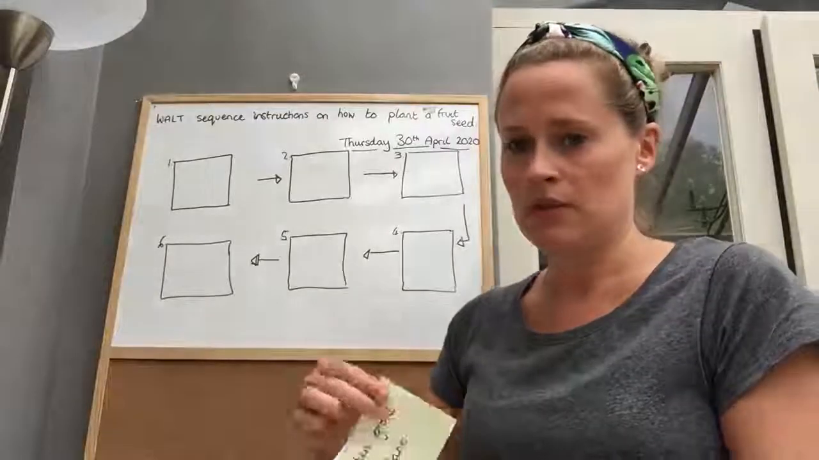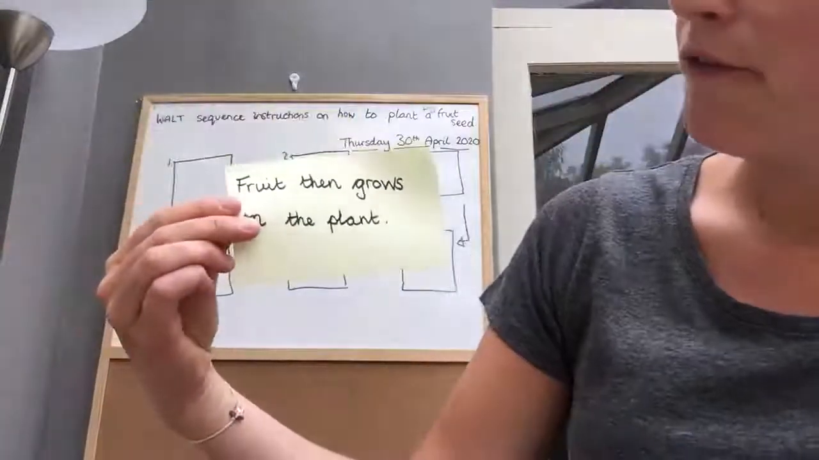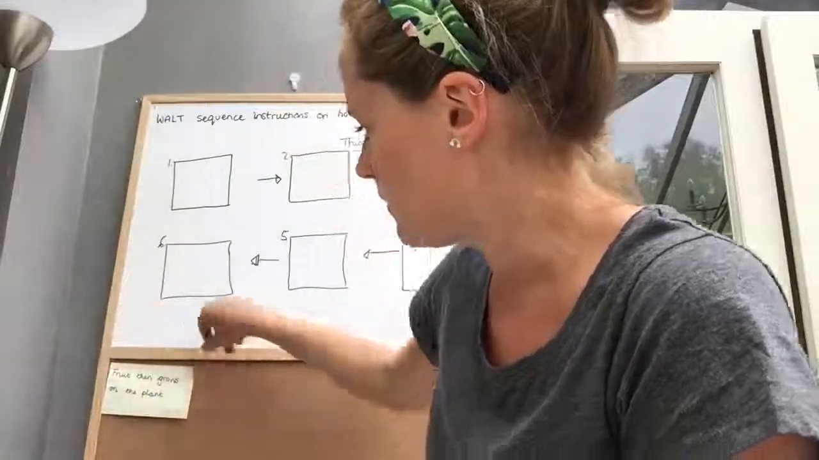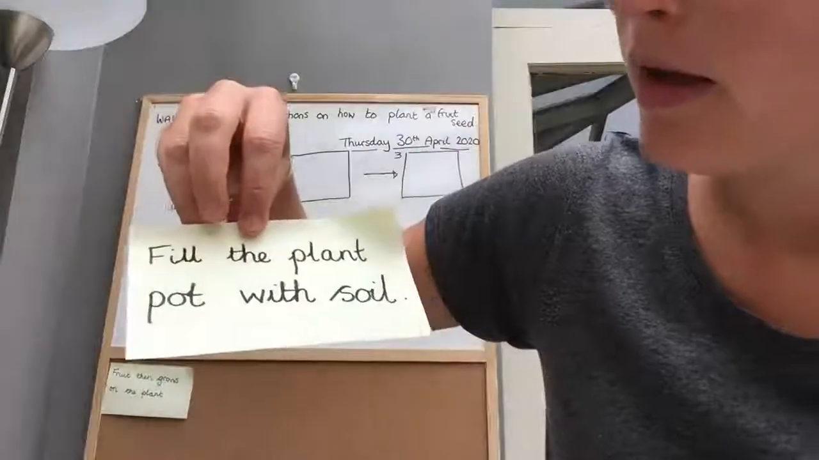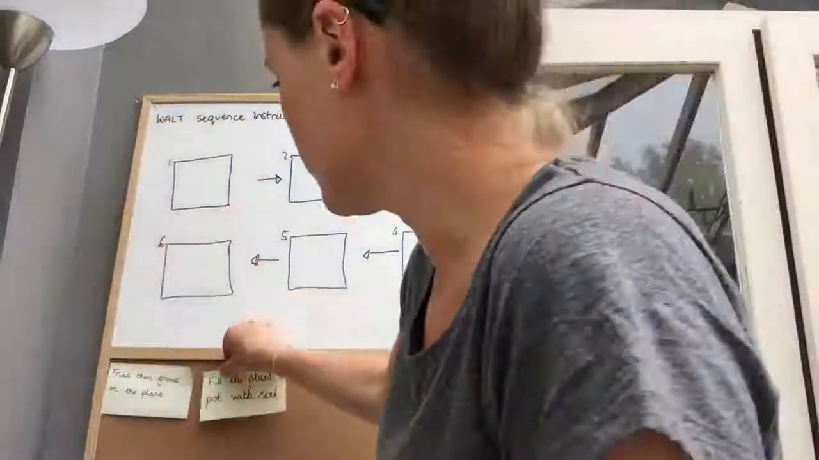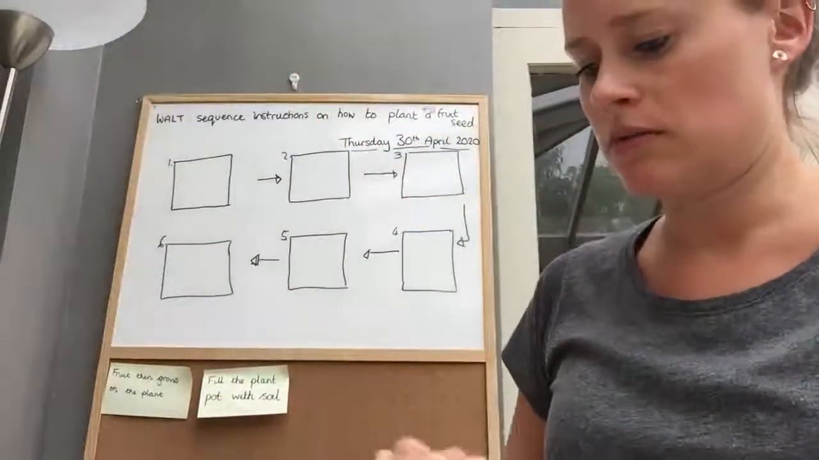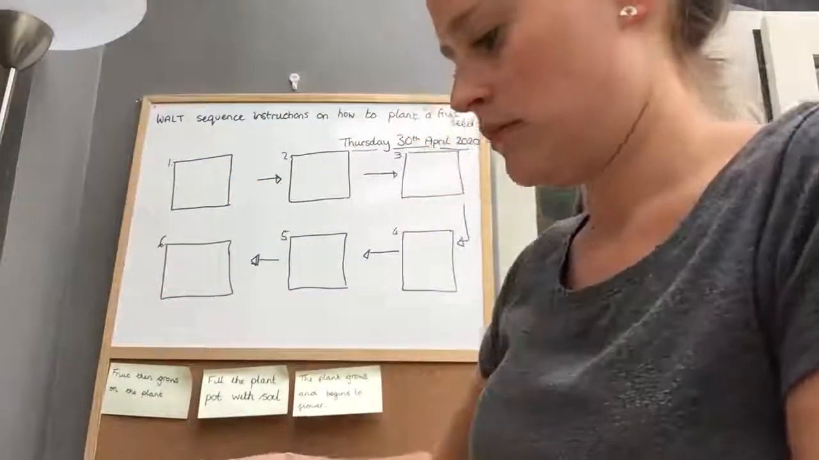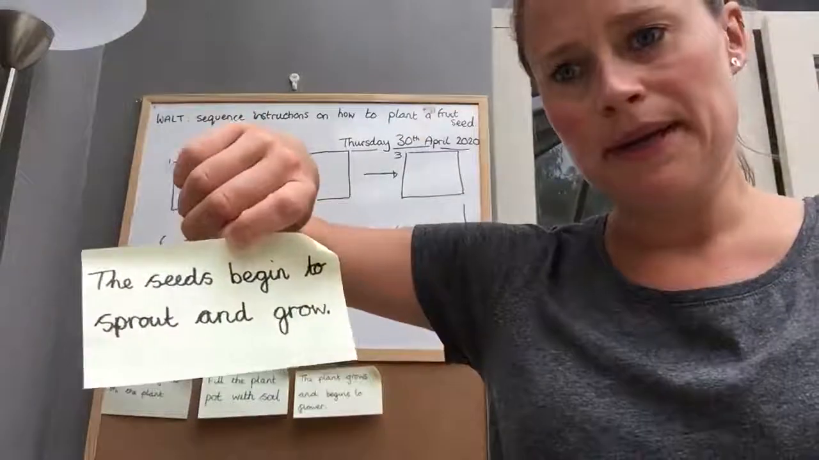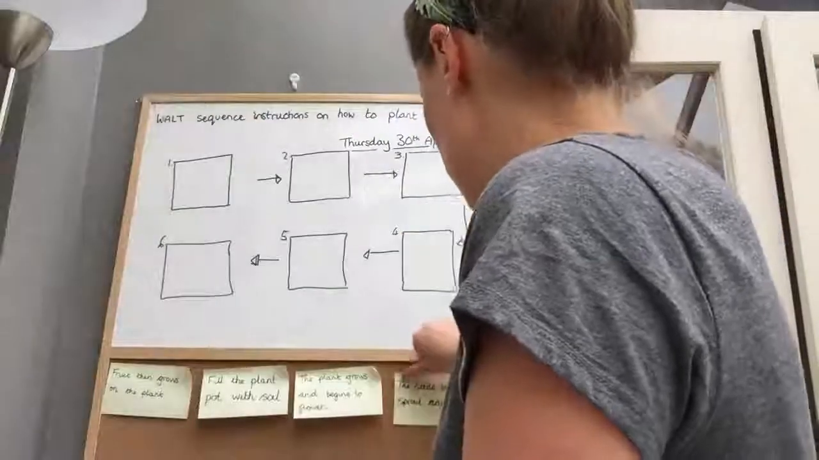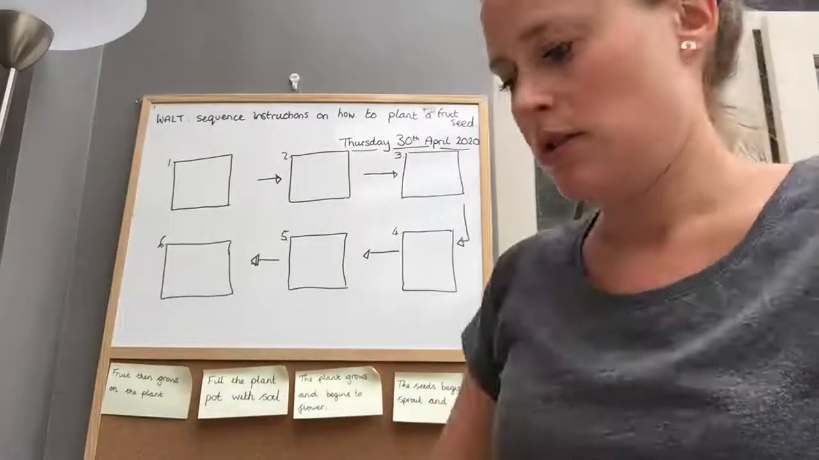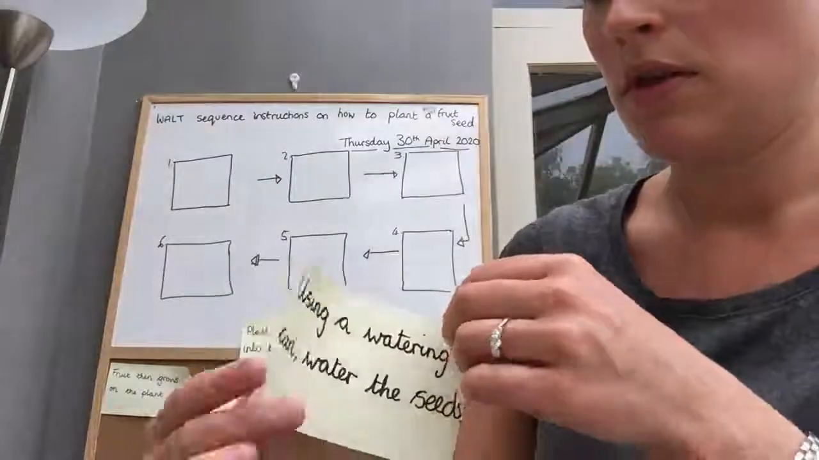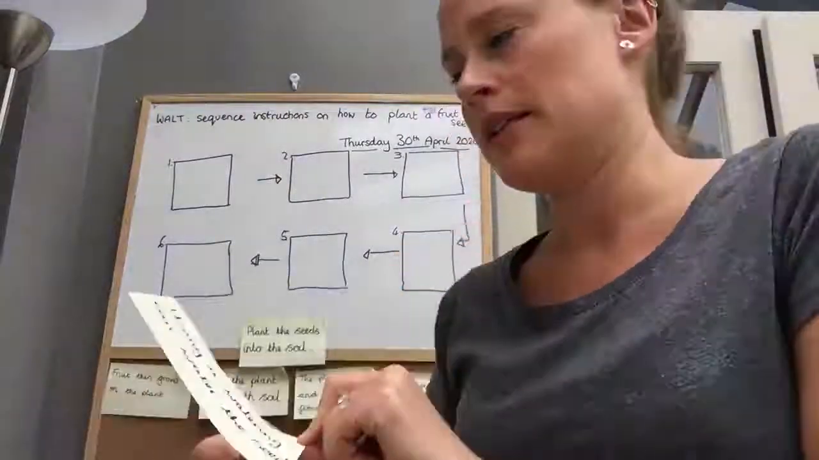So these are not in the right order. This one says, fruit then grows on the plant. I'm going to put them on my little corkboard. This one says, fill the plant pot with soil. We've got, the plant grows and begins to flower. We have got, the seeds begin to sprout and grow. And we've got, plant the seeds into the soil. And we have got, using a watering can, water the seeds.